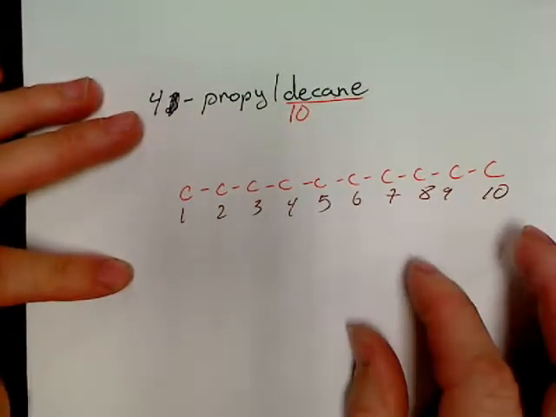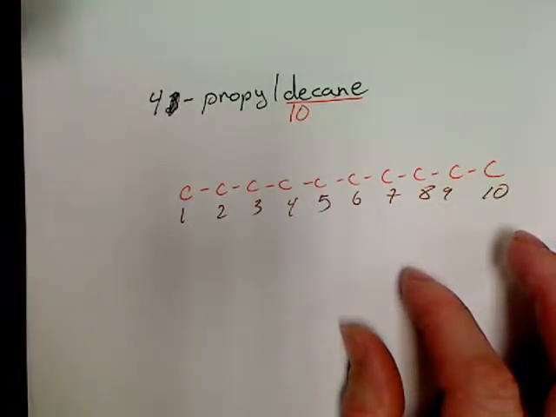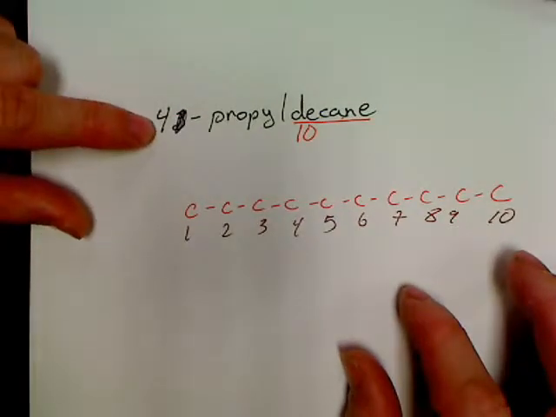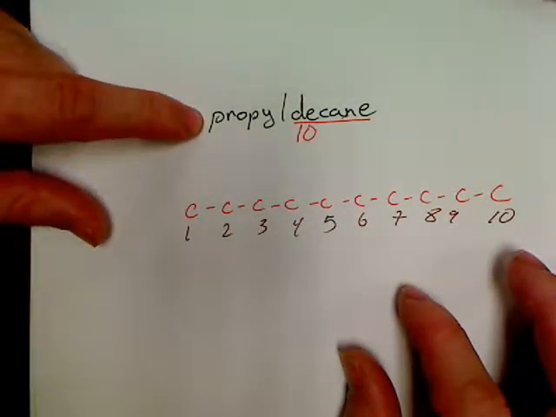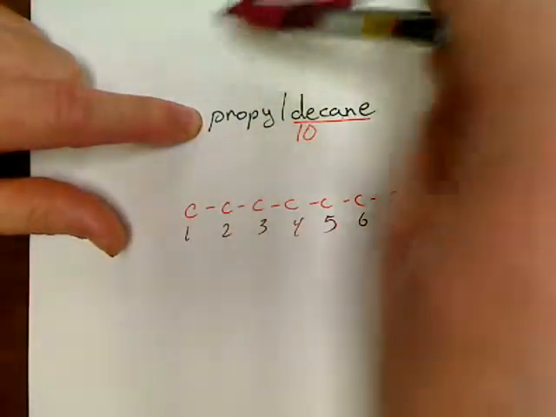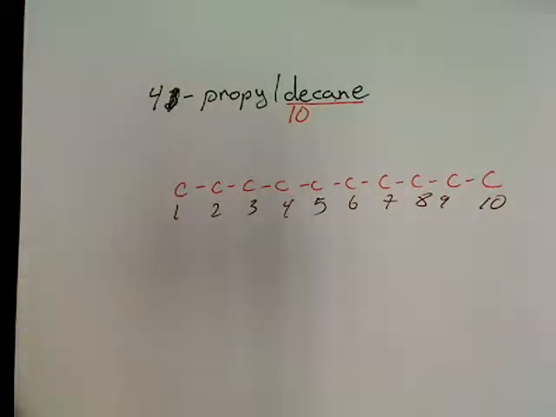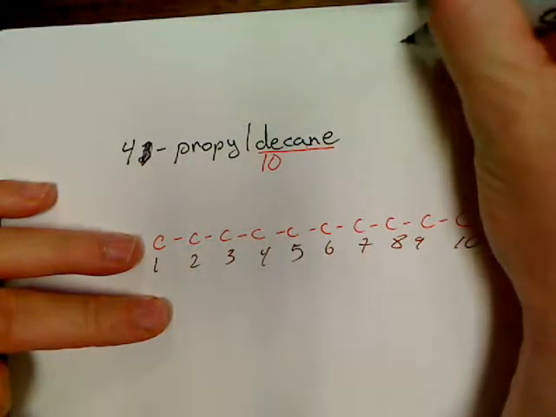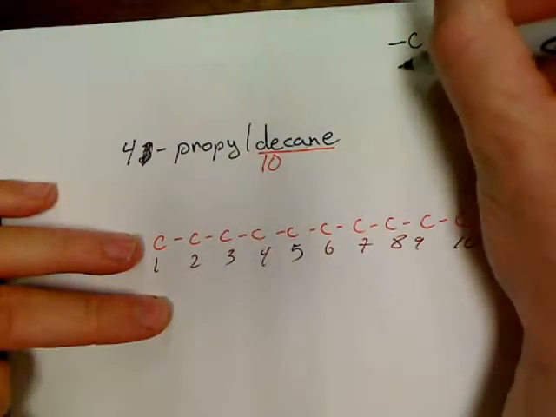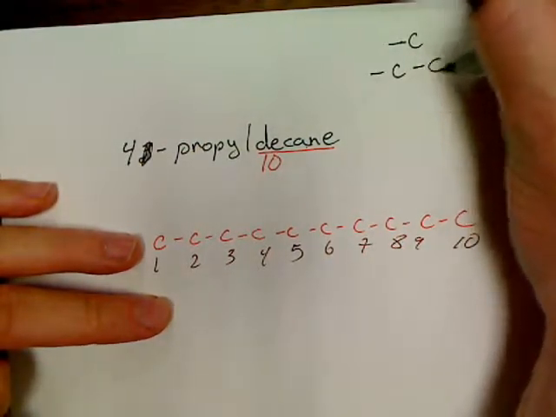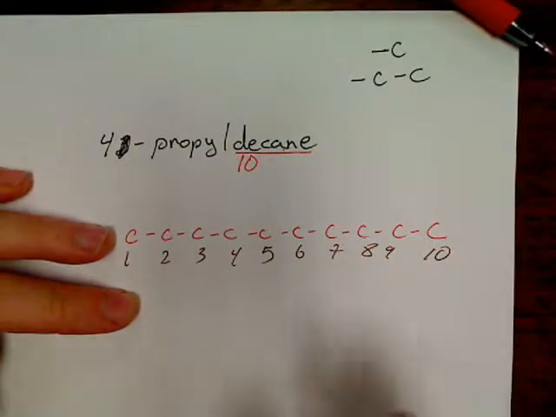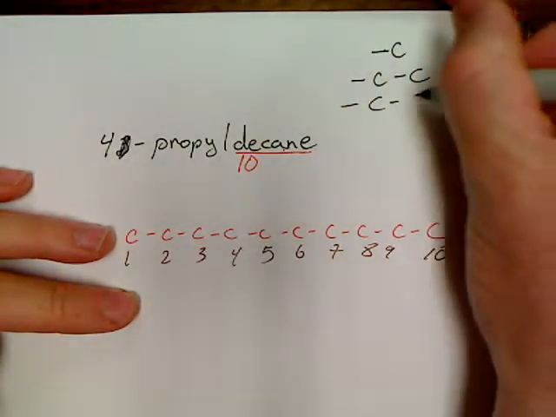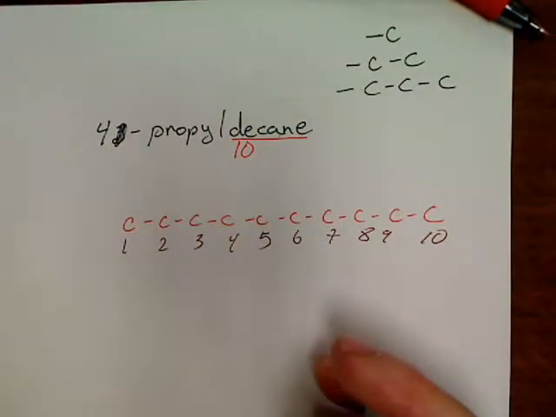1, 2, 3, 4, 5, 6, 7, 8, 9, 10, which is a little overkill for this, but anyway. And now, on the fourth one, I'm going to attach a propyl group. Well, what does propyl mean? Well, if methyl meant you had a C hanging off of it, ethyl means you had two C's hanging off of it. So propyl would mean three C's hanging off of it.